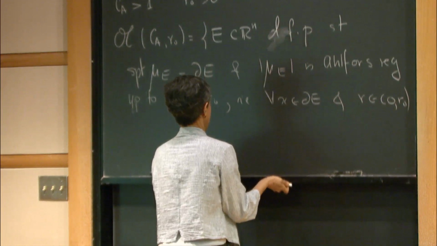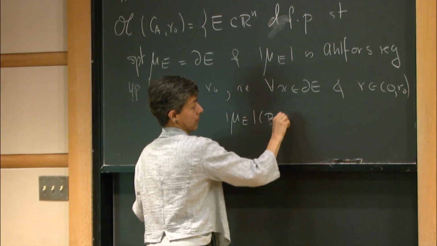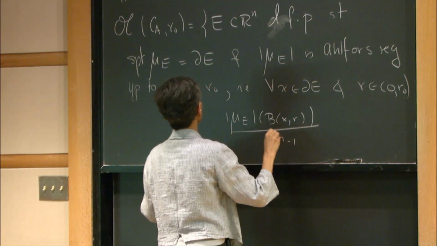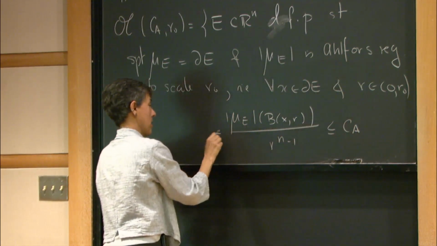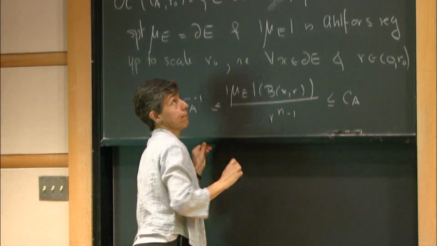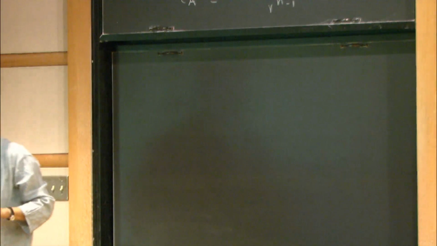What this means is that the perimeter measure of the ball over r to the n minus 1, remember we live in R^n, is between c_A and c_A minus 1. Don't hesitate to stop me if you have questions.